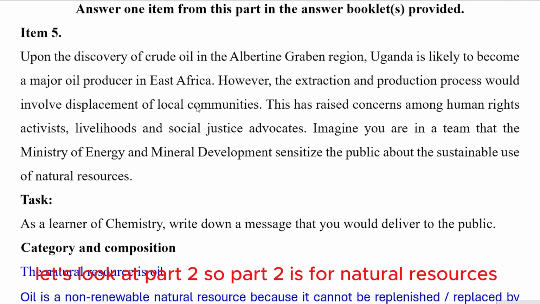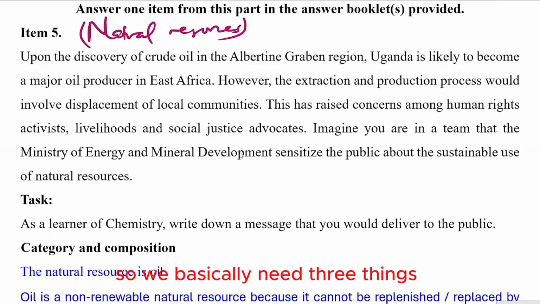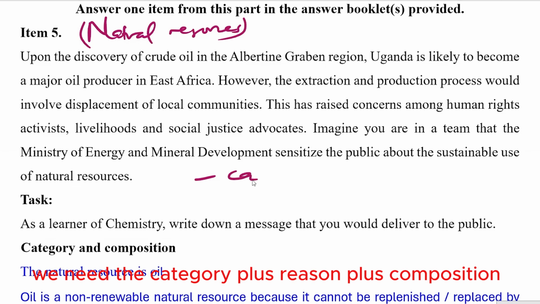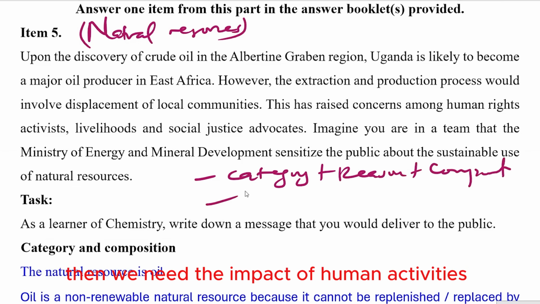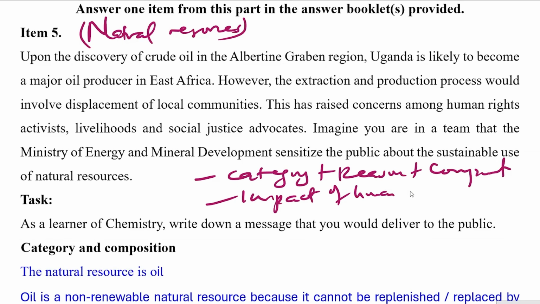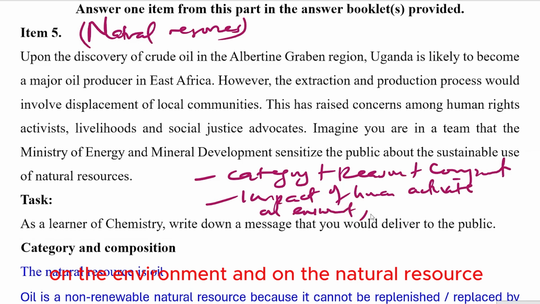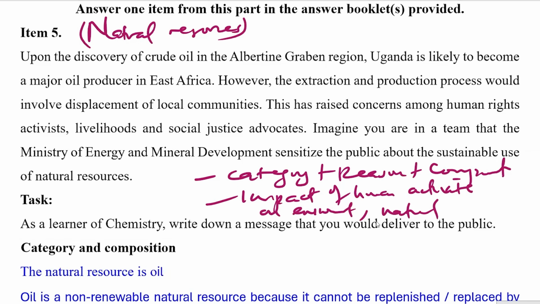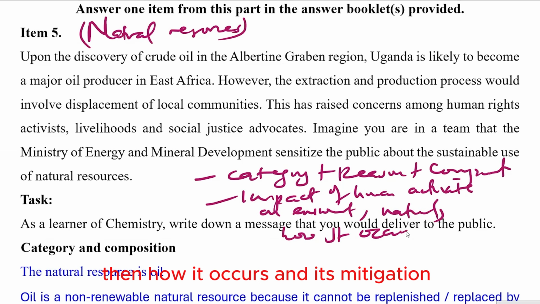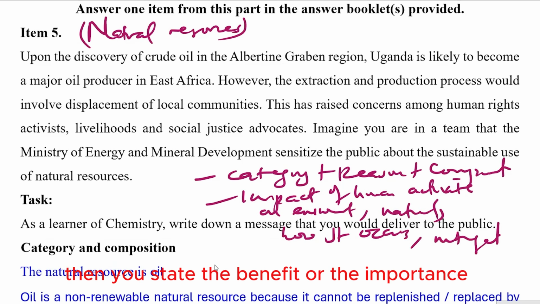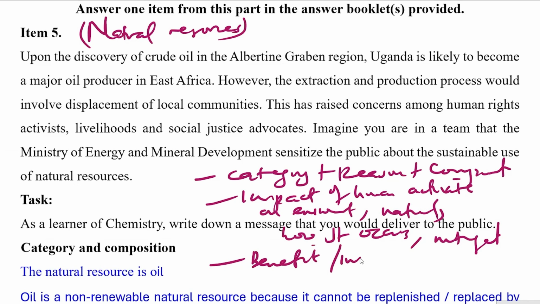Let's look at part 2. So part 2 is for natural resources. So we basically need 3 things. We need the category plus reason plus composition. Then we need the impact of human activities on the environment and on the natural resource. Then how it occurs and its mitigation. Then you state the benefit or the importance.